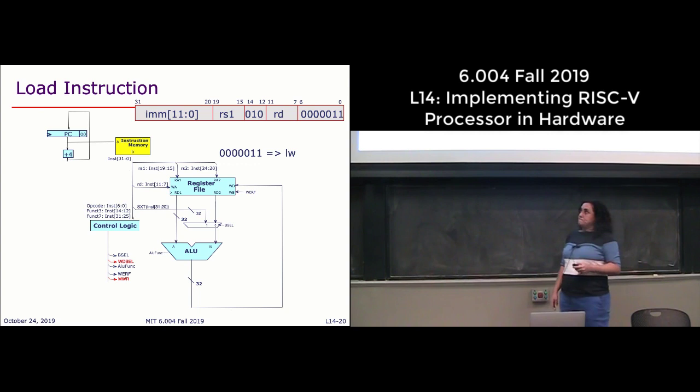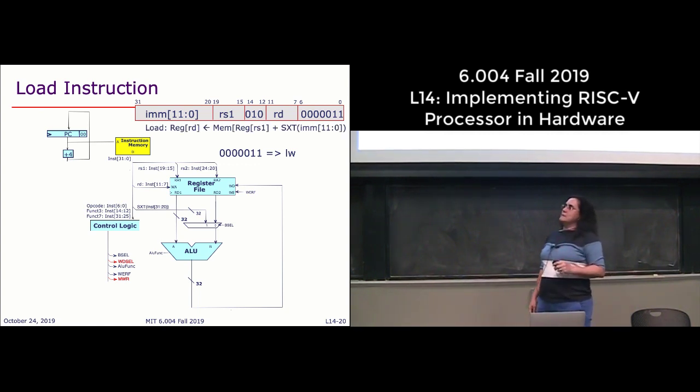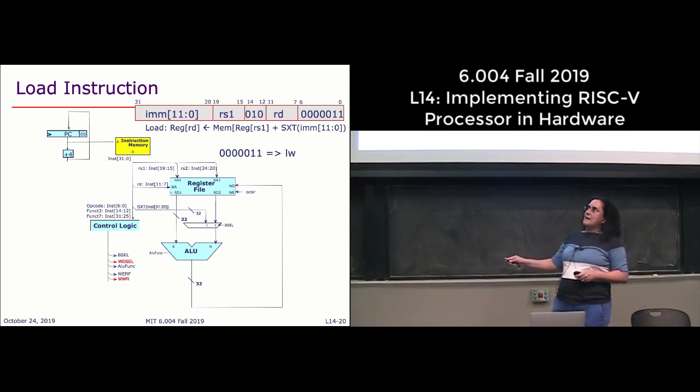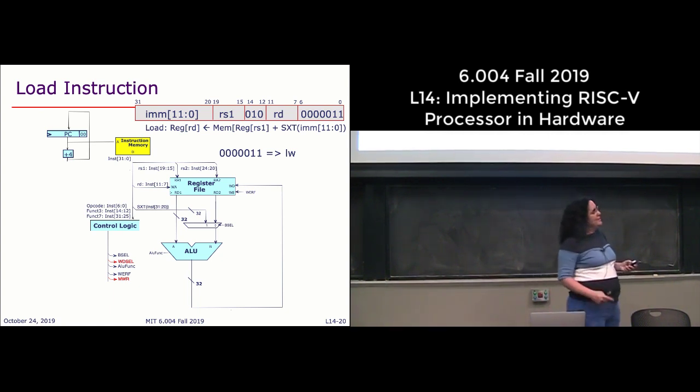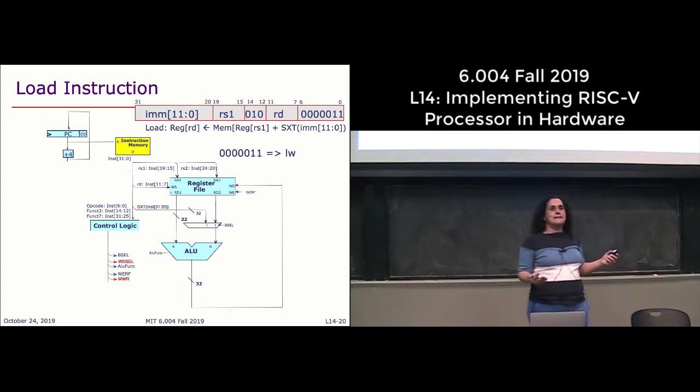And then what is going to actually need to be done in our data path is we're going to read the contents of register RS1. We're going to add to it the sign extended immediate, and then we're going to use that as the address into my data memory. And whatever I read from memory is what's going to ultimately get stored into register RD. Okay, so let's make all of that happen. So some of this, as you can tell, looks familiar, right? This RS1 plus sign extended immediate is something that already exists in our data path, right?